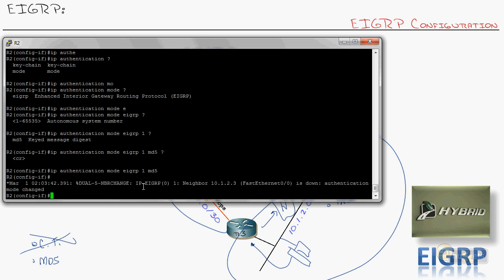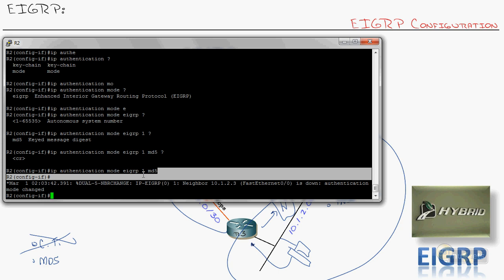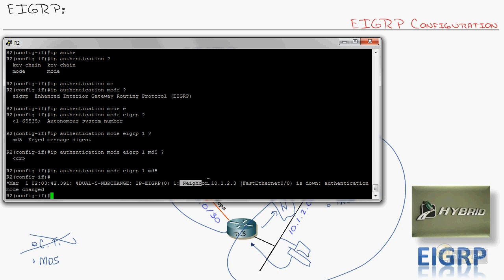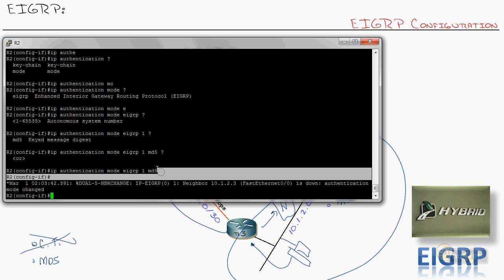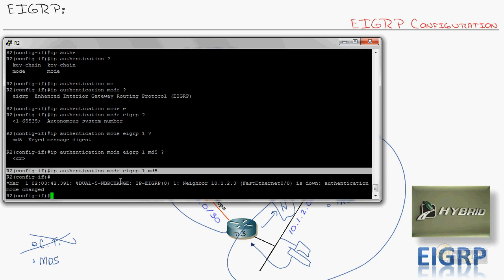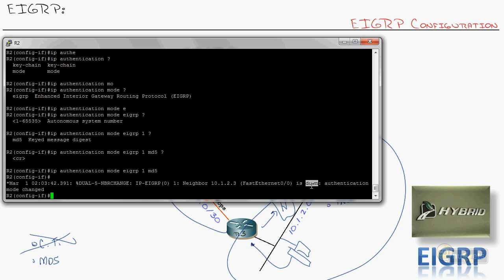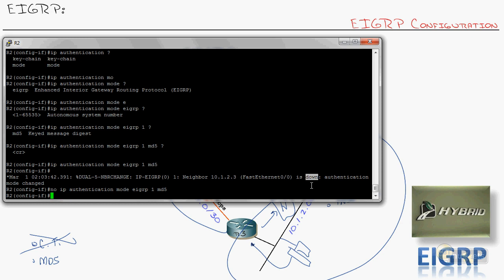You have to type it, but it doesn't really do anything other than take down your neighbor. Think of this as turning on authentication. We've said EIGRP will now use MD5 authentication, and the other side gets the very first hello and says, I'm sorry, you're down, because you are not an authenticated packet. I can't trust you anymore. So obviously don't type that in a production world, because we haven't configured what's called the keychain yet.